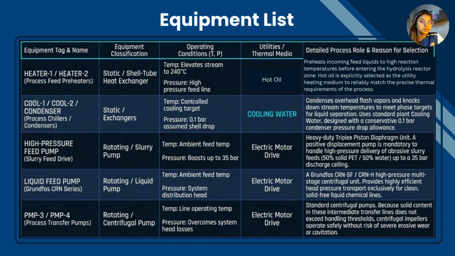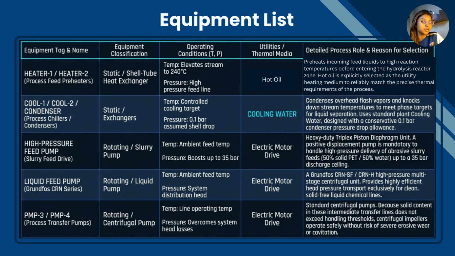Next, let's look at the auxiliary systems maintaining our plant's thermal and hydraulic balances. Feed preheaters HTR1 and 2 utilize hot oil to efficiently elevate incoming process liquid to our 240 degrees Celsius reaction target. On the cooling side, our process chillers and condensers utilize standard plant cooling water with a conservative 0.1 bar allowable shell side pressure drop to knock down flash vapors.